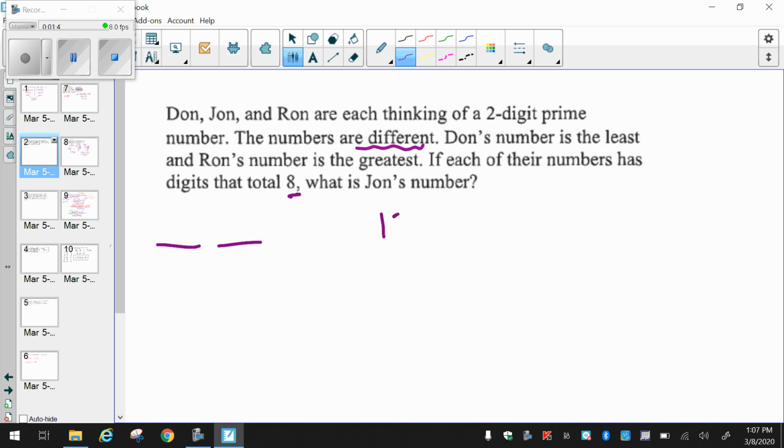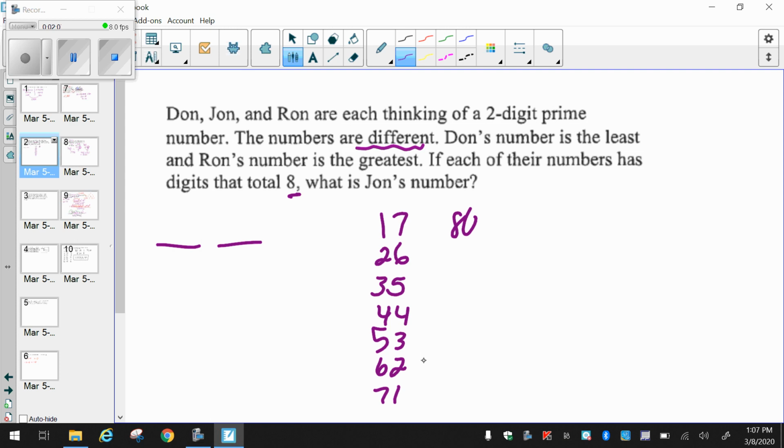So for example, 1 and 7, 2 and 6, 3, sorry, I think I said 9, I meant 8, 3 and 5, 4 and 4. Notice the pattern: 1, 2, 3, 4, 5 and 3, 7, 6, 5, 4, 3, 6 and 2, 7 and 1, and then the last one would be 8 and 0. So there is a pattern with these.